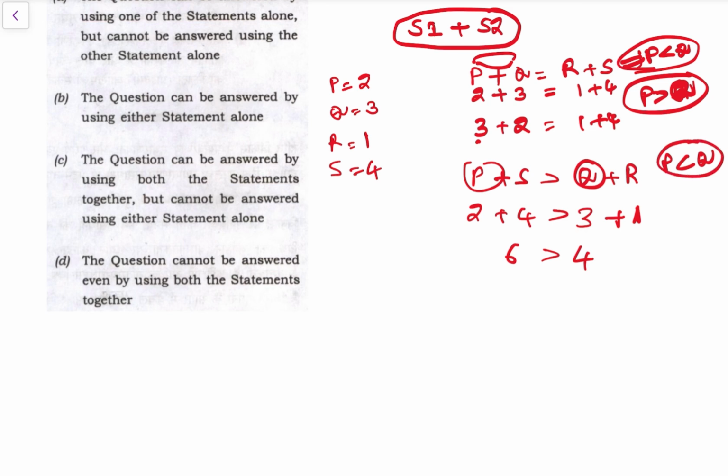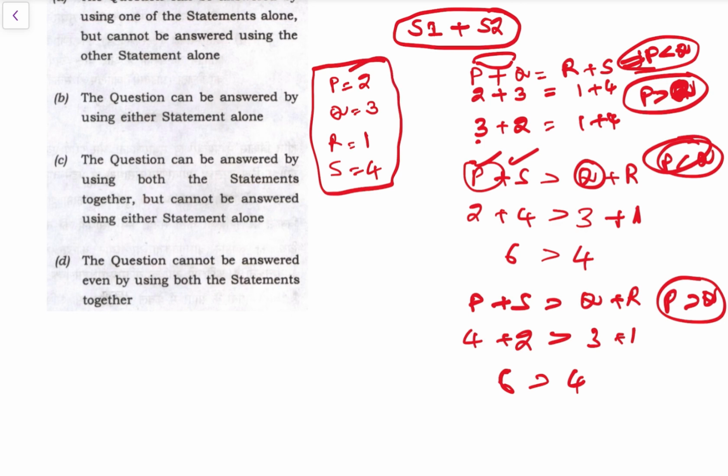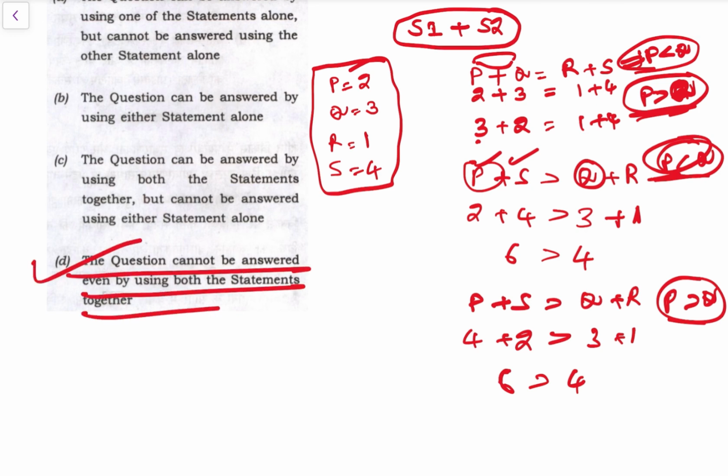Okay, now reverse the values of P and S. So P plus S greater than Q plus R. So P is 4 plus S is 2, greater than 3 plus 1. So here 6 greater than 4. Now P is equal to 4, which is greater than Q. So by using both the statements also, for these values we cannot say whether P is greater or P is smaller. So the question cannot be answered using both the statements together also.